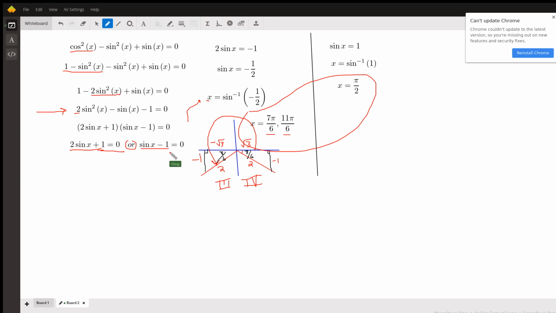And this other equation, sine of x minus 1 equals 0, gives us sine of x equals 1. So x is the angle that has a sine of 1. And in the interval from 0 to 2 pi, there's only one such angle. And that's pi over 2, as we see on the unit circle. This is where the y value is 1, at pi over 2.